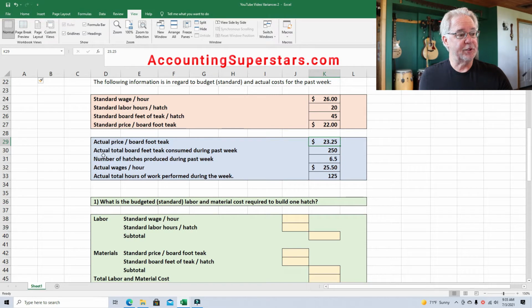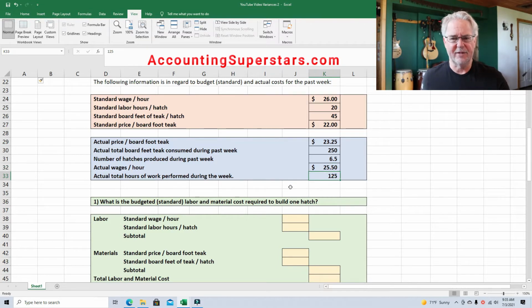The actual total board feet consumed during the past week was 250 board feet. So they built several of these hatches, and they used up 250 board feet of wood. Our job today is to figure out, is this good or bad? Number of hatches produced during the week? They built 6.5 hatches this week. It didn't end on a round number, but 6.5. The actual wages per hour, $25.50. That's a little bit less than what they had planned. Actual total hours worked during the week, 125 hours.